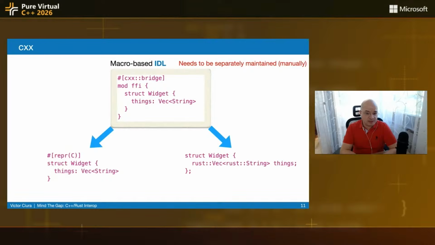Enter a new project, CXX or CXX.rs. This one is a macro-based IDL thing. So you have to have separately maintained files where you describe, through this special IDL language, your FFI module, where you define the types that are sitting at the boundary of your interface layer, right? So this is where you define your structs and everything you plan to marshal across. And the tool will generate both representations, for the C++ side and the Rust side, just like you see in this example. But this is a manually maintained thing.